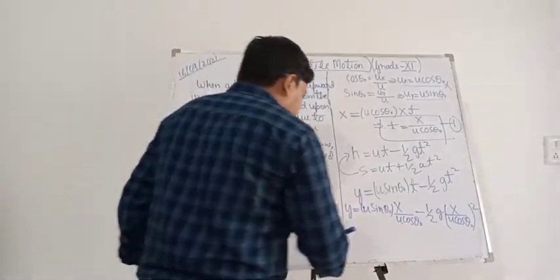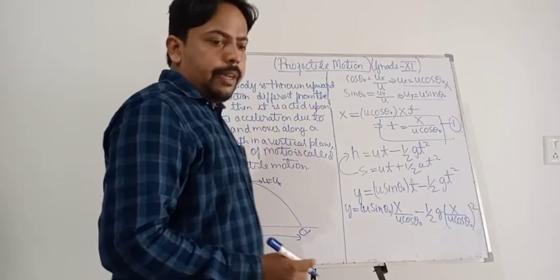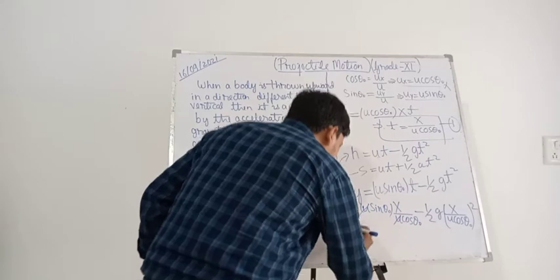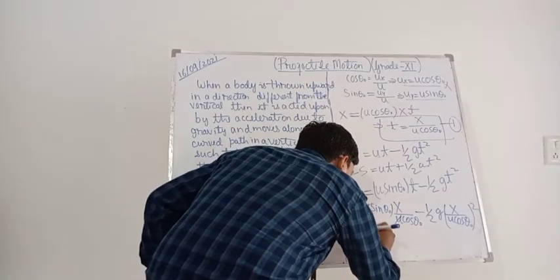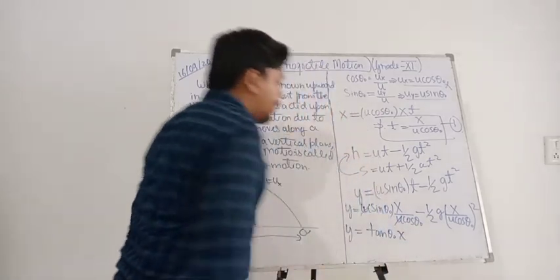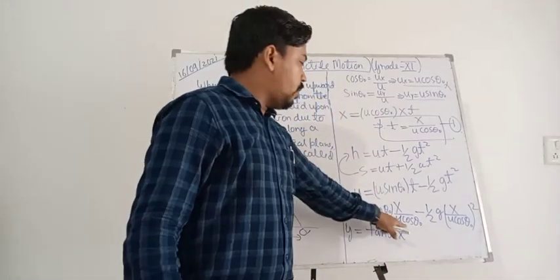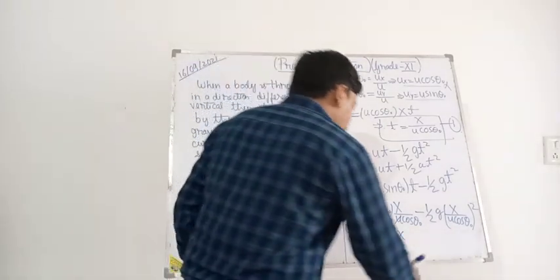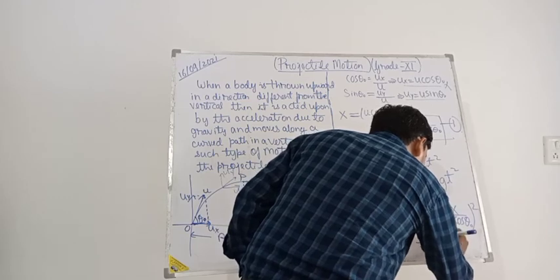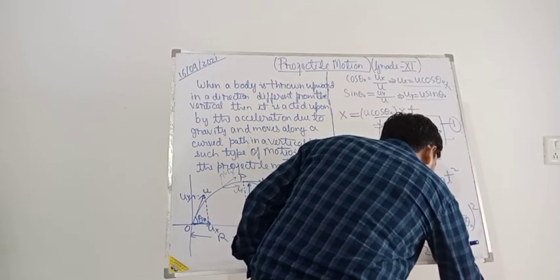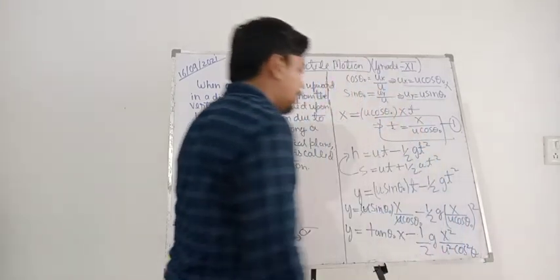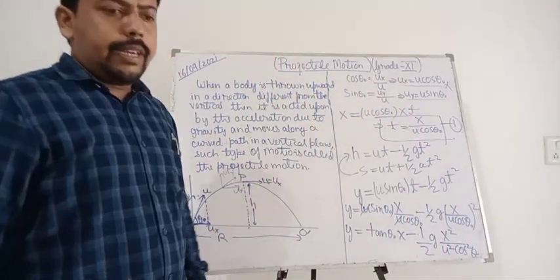So what will we get from here? The u cancels out. So y comes out to be tan θ₀ into x, because sin θ upon cos θ is tan θ, minus (1/2)g x² upon u² cos² θ₀. So this expression we are getting finally.